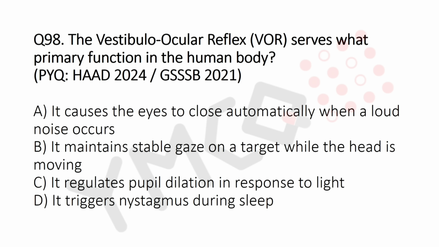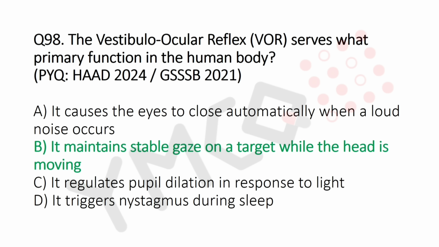The vestibulo-ocular reflex serves what primary function in the human body? Option A, it causes the eyes to close automatically when a loud noise occurs. Option B, it maintains stable gaze on the target while the head is moving. Option C, it regulates pupil dilation in response to light. Option D, it triggers nystagmus during sleep. And the answer is option B, it maintains stable gaze on the target while the head is moving.